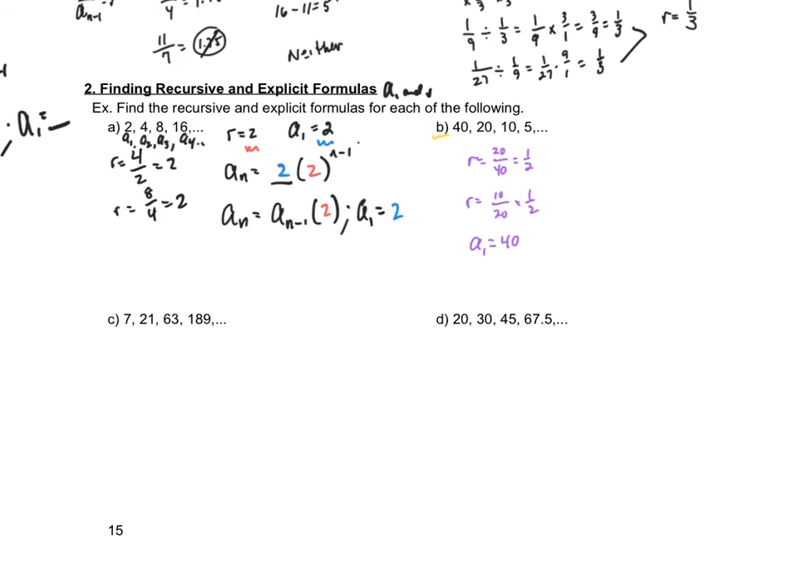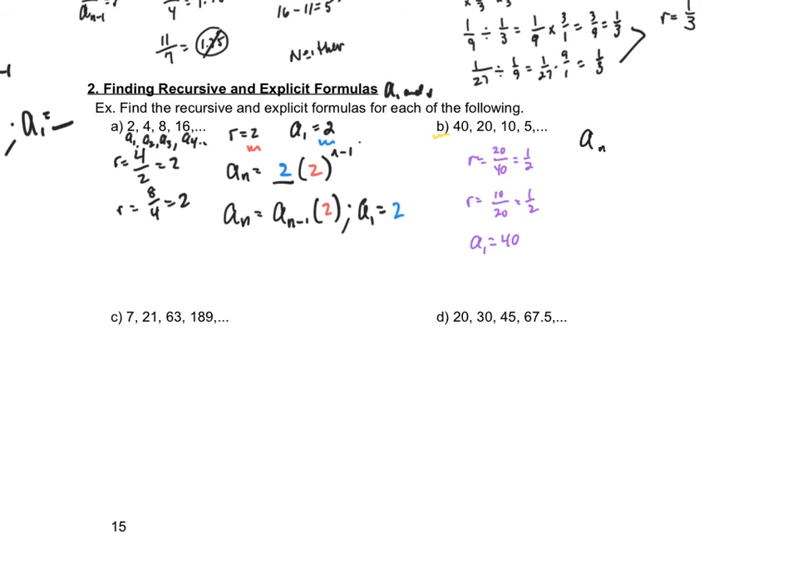So when I go to replace all the information, and I'm just doing this for easy fill in, we said that my r value is going to be 1/2, and then my a1 is going to be 40. And there you have it. That's how we would work out these formulas.